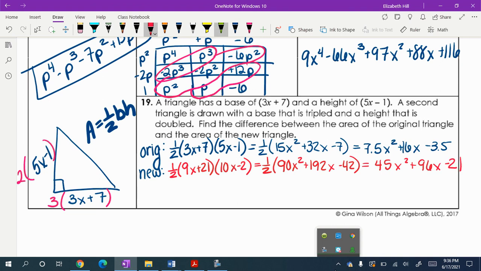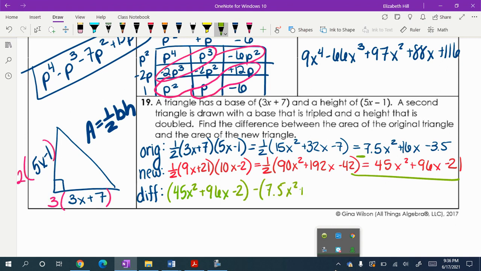Now the last part here asks us to find the difference. Okay, difference is referring to subtraction. So we're going to take these two polynomials, I'm going to go ahead and write up here to the top, and we are going to subtract them. Find the difference between the original and the new. And your new one is going to be bigger, so actually I should kind of flip this around. And we're going to want to take the 45x squared. We're going to want to take the new one minus the smaller one, since it got bigger.